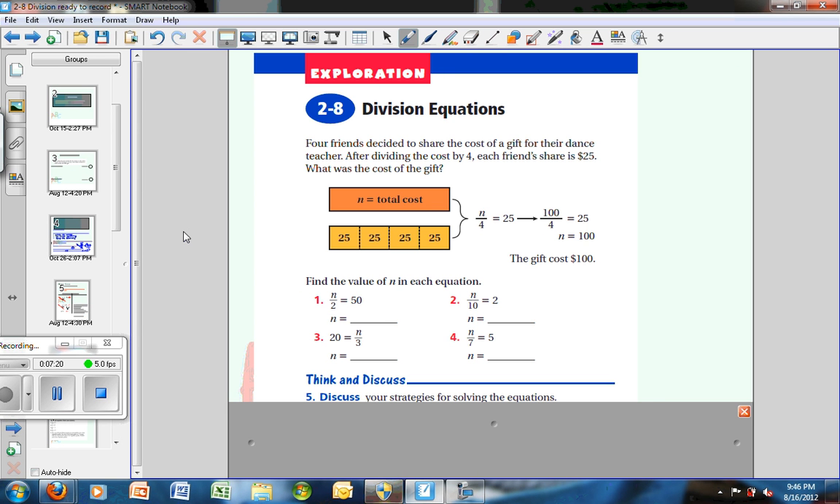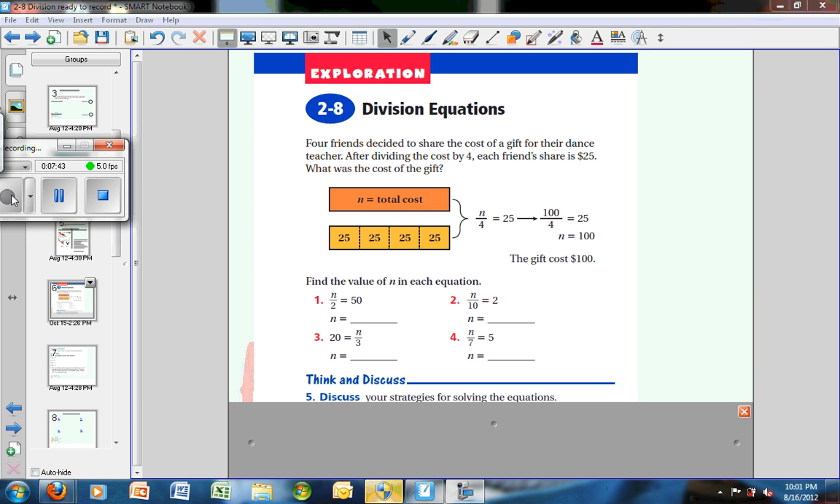All right, so here's the story problem that you looked at earlier. 4 friends decide to share the cost of the gift for their dance teacher. After dividing the cost by 4, each friend's share is $25. What is the cost of the gift? So here's a diagram that you can take a look at.